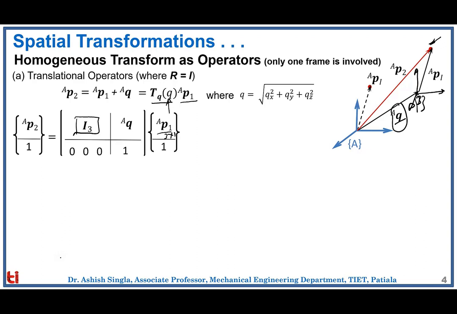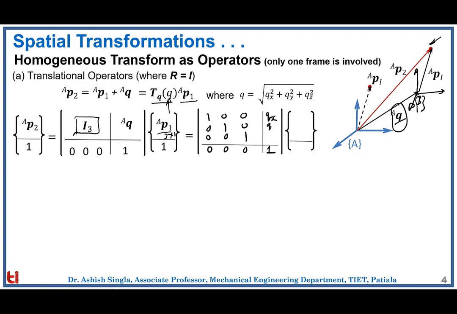So finally, we can write 1 0 0, 0 1 0, 0 0 1, and the last row is 0 0 0 1, and QA is QX QY QZ, and P1 the vector is P1X P1Y P1Z, and this is 1. So this 4x4 matrix represents the homogeneous transform as a translational operator.